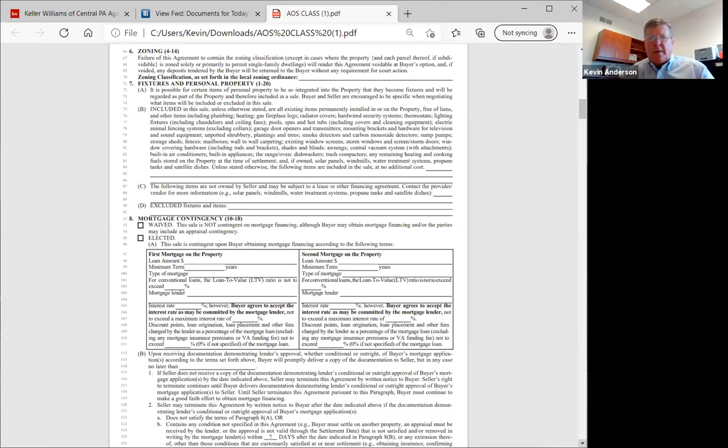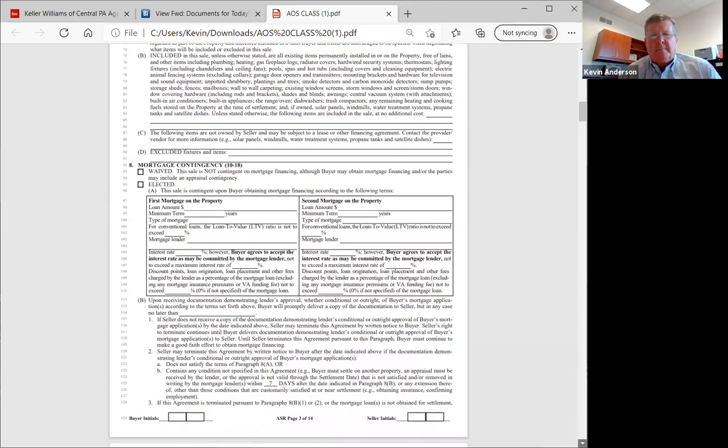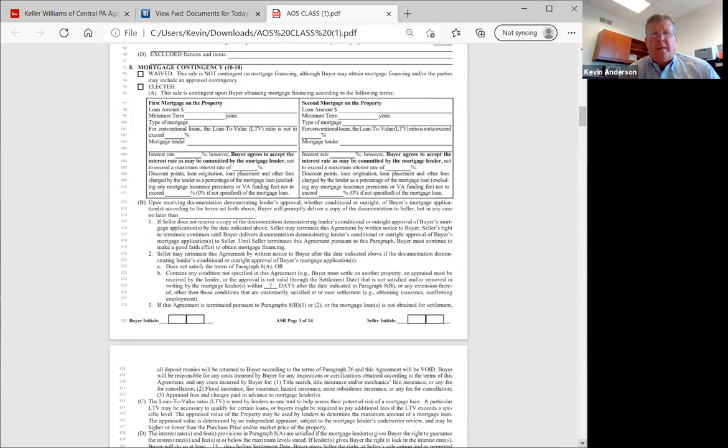The mortgage contingency. Gary Musio had a class, I forget how long ago, that really pointed out some great things on this that I guess I didn't think about or have in my head correctly. But we'll go down through it. So you have your loan amount, you have your term in years, and then you have your type of mortgage. It's important to put in that loan to value ratio, what it is not to exceed.